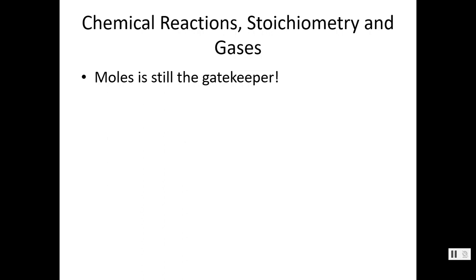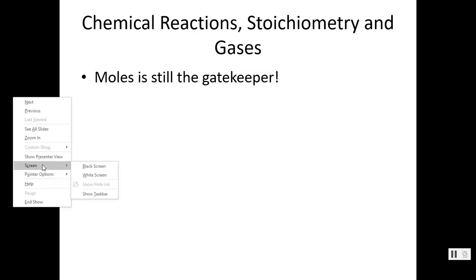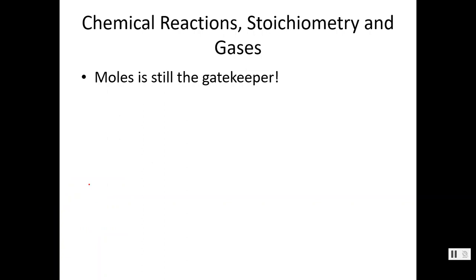Now we're at a point in our knowledge of gases and their behavior and the mathematical equations that dictate their behavior where we can talk about using stoichiometry and chemical equations to do calculations. Stoichiometry just means mole-to-mole ratio of reactants and products. When doing stoichiometry involving gases, you're still going to have moles as the gatekeeper, meaning you still have to find out how many moles of a gas you have.